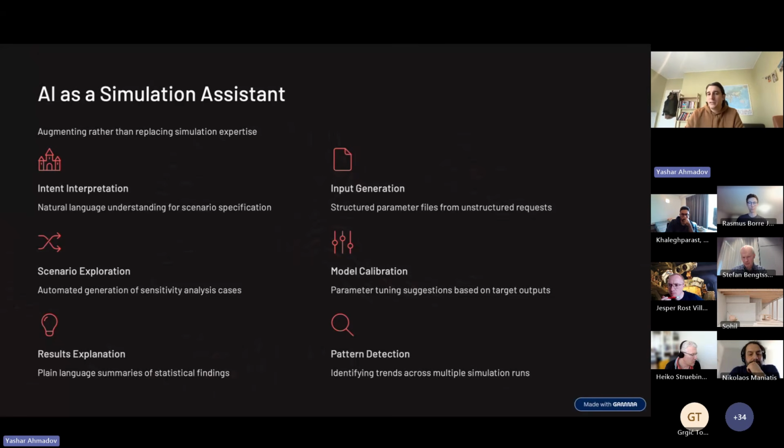Pattern detection, identifying trends across multiple simulation runs, is also something LLMs can help with by generating code. So with Claude Code or others, if you give the structure of the files and tell it what you are looking for, it is able to write Python code on the fly, execute it, and come up with the core, the storyline you want to tell. It's able to tell you that.